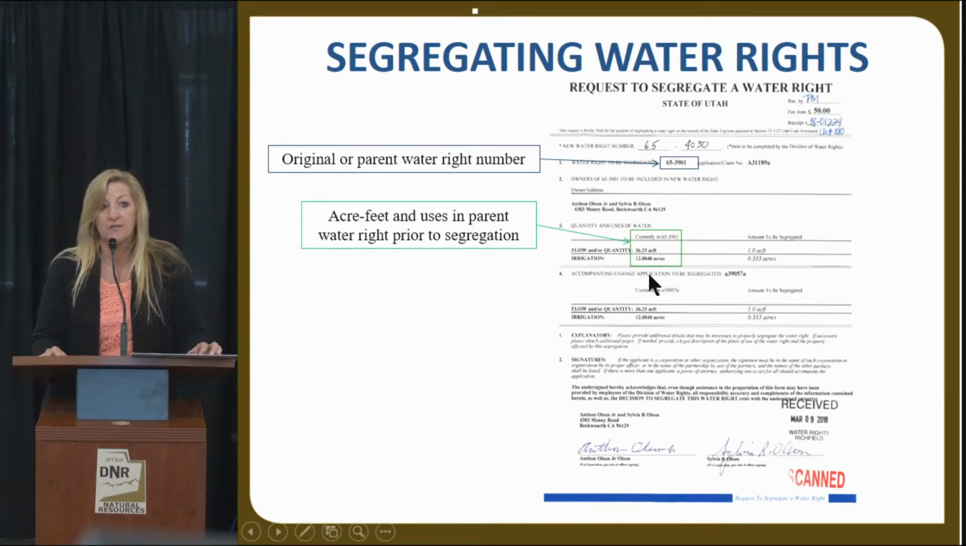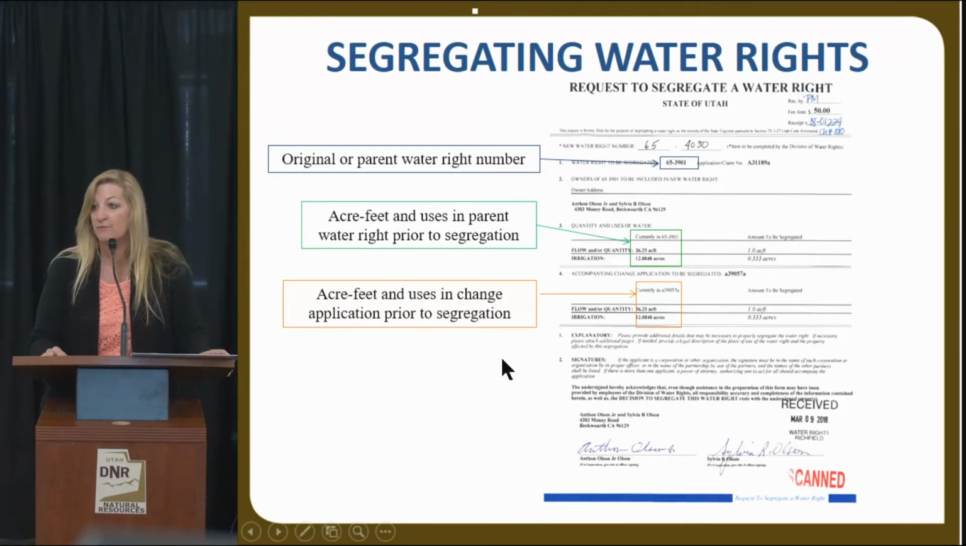That's assigned to you that says, oh, back up, I need to do some work before I can file this. But if all this comes up okay and this matches what you know to be the water right, then we can move on. This particular water right that we're looking at also has a change application. And so when you segregate a water right with a pending change application, that pending change application also does need to be segregated. And so there's that here where you can do that.